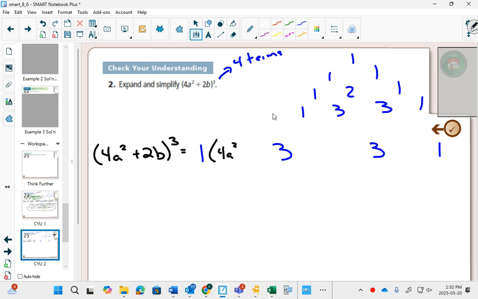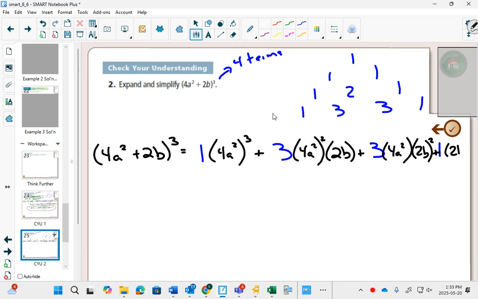I'll have 4a squared 3 times. Then I'll have 4a squared 2 times. Then 4a squared once. Next, the 2b. I'll start with none of them. Then I'll have 1 of them. Then I'll have 2 of them. And finally, I'll have 3 of them. So there's our setup. Now we just do our exponents one at a time.